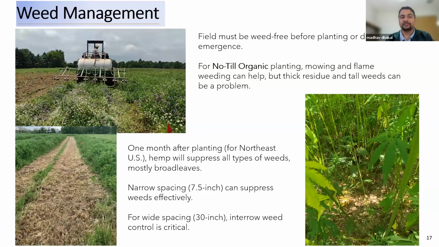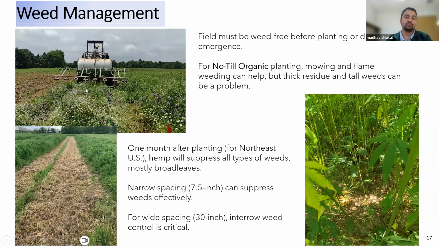So, weed management. Weed management is critical before we establish the plant, because the hemp seedlings are not very competitive if they are very small. So the field must be, I would say, weed-free before planting or during early emergence. That's why I suspect, like the first picture showed, this is the no-till plot, and you can see a lot of weed on the surface, even with the cover crop, and that means the establishment was really poor.